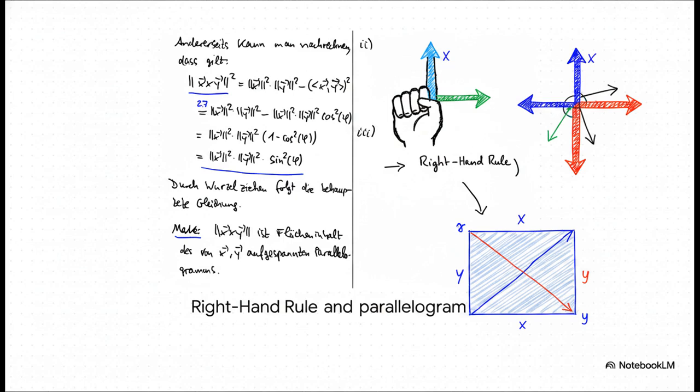But here's the really cool part. It doesn't just give us a direction. It gives us a very specific magnitude, too. The length of this new vector is exactly equal to the area of the parallelogram spanned by your two original vectors. So it's basically two incredibly useful pieces of geometric info rolled into one single operation.